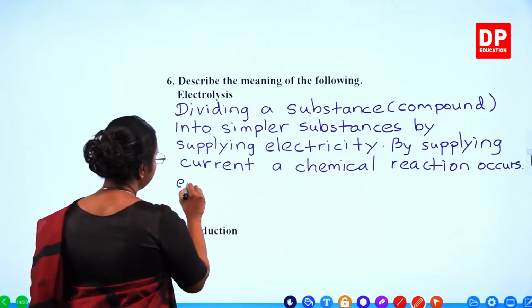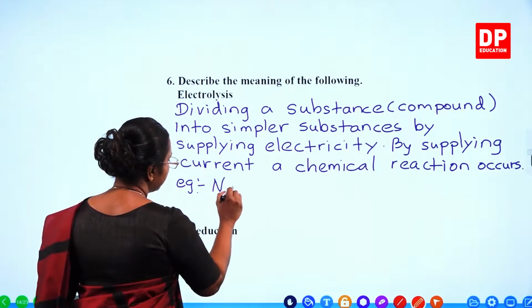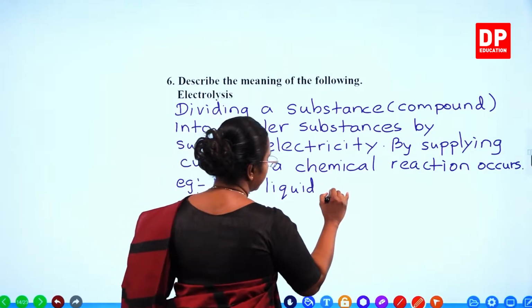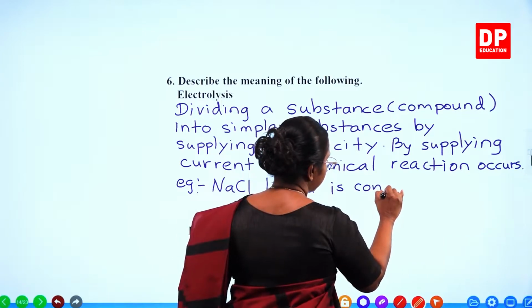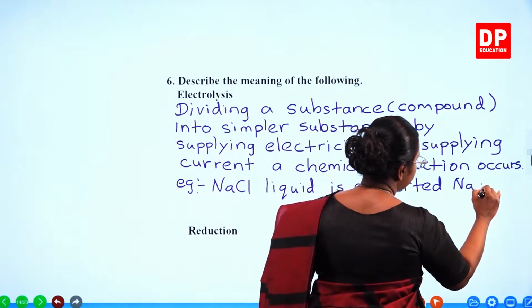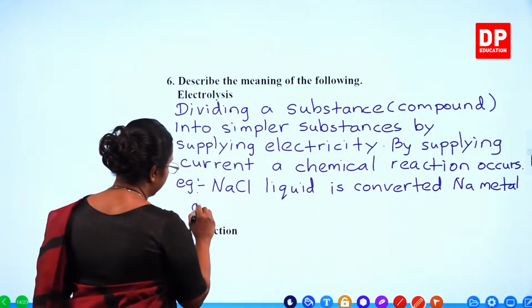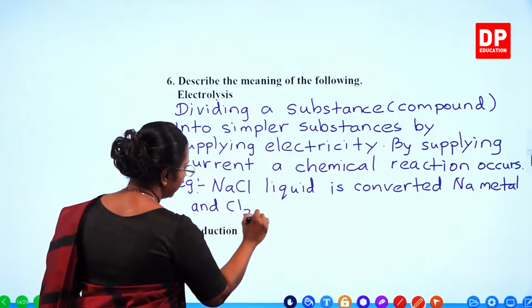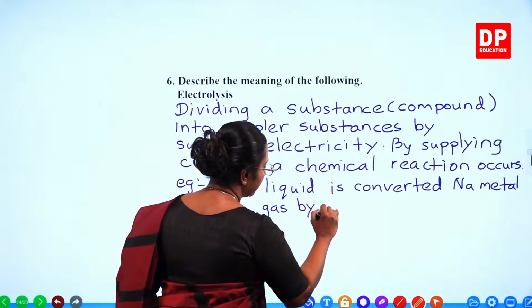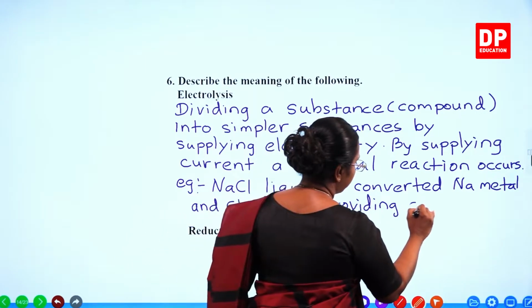So as an example, if I write, sodium chloride liquid is converted to sodium metal and chlorine gas by providing current.